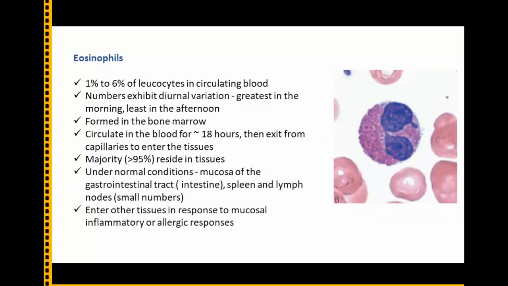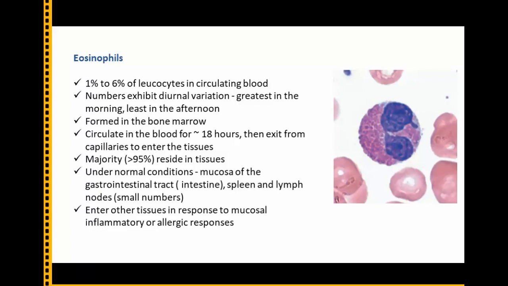Then comes the eosinophils. They have a nucleus like an earpiece. They are 1 to 6% of circulating blood. They have a diurnal variation in their number, so with the time of the day, their number in our blood will vary. Greatest in the morning, so we have the highest number of eosinophils in the morning and least in the afternoon.